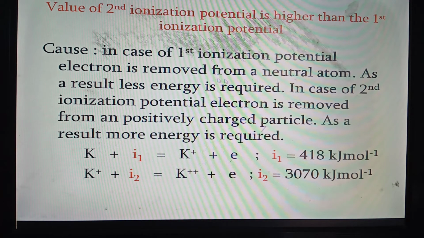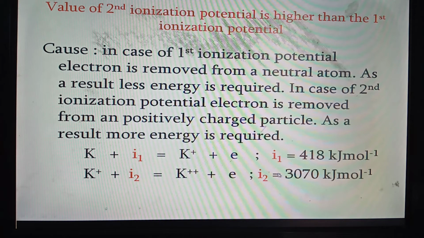Let us elaborate this point with an example. When we remove one electron from neutral potassium atom, it requires 418 kilojoule per mole energy. But if we remove one electron from one potassium ion to produce one dipositive ion, then 3070 kilojoule per mole energy is required.